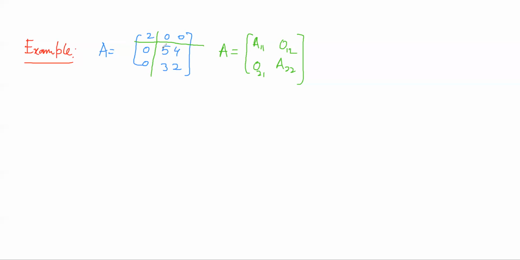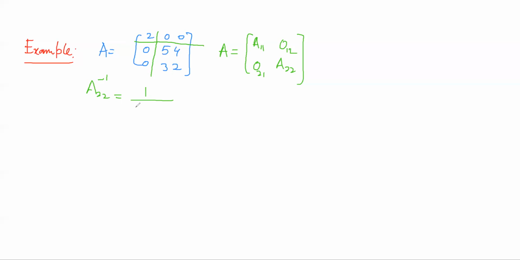The only thing is that we will need to find the inverse of this matrix A22. But A22 is a 2 by 2 matrix, so we can find its inverse by this formula.